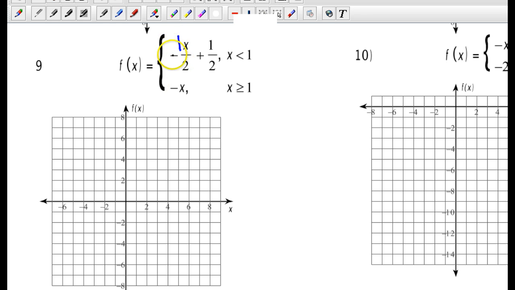Alright, so negative 1/2 x plus 1/2, starting to the left of x equals 1. So right here, to the left will be that. And then to the right will just be y equals negative x. Y equals negative x to the right. That's a little bit easier. Just remember it's y equals negative x, which is negative 1 over 1x plus 0.